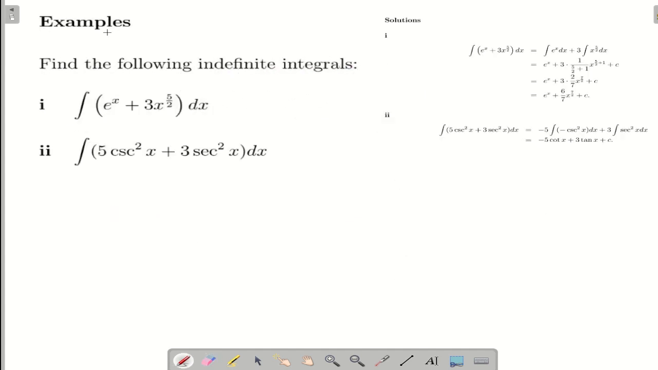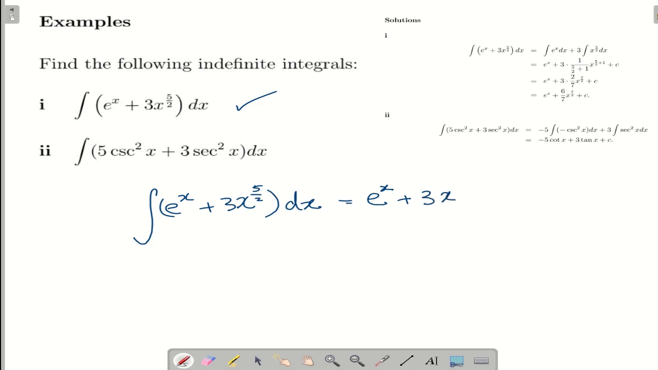I just pick up one question. The first question, if you want to integrate e to the power x plus 3x to the power 5 over 2 with respect to dx. And then for e to the power x, the integration should be the same, e to the power x. And then for this one, you put 3x to the power 5 over 2, which should go to x to the power 7 over 2 and multiply by 2 over 7. And don't forget the plus c, so it's equal to e to the power x plus 6 over 7 x to the power 7 over 2.